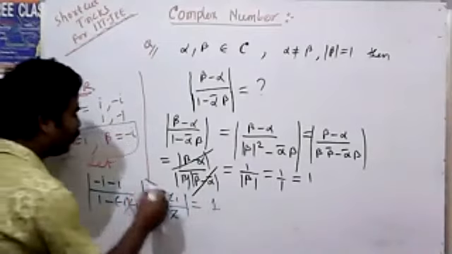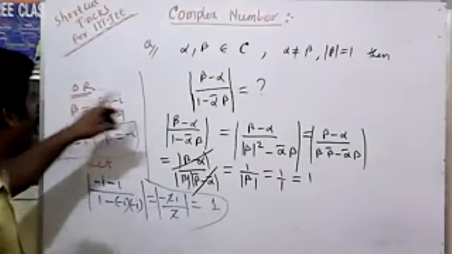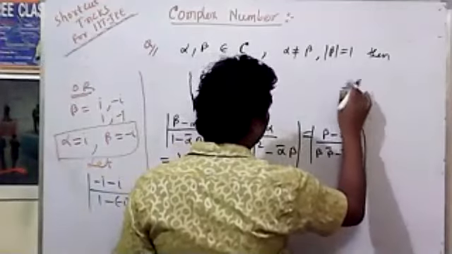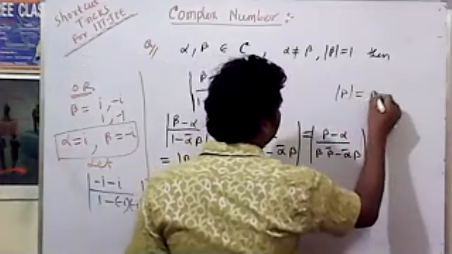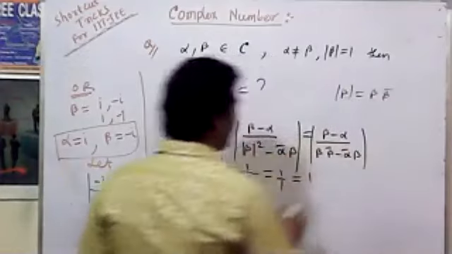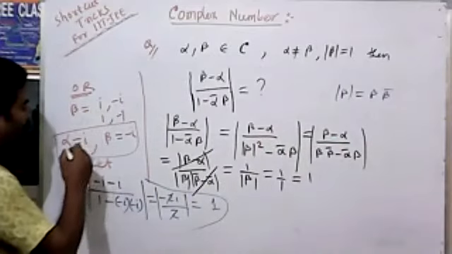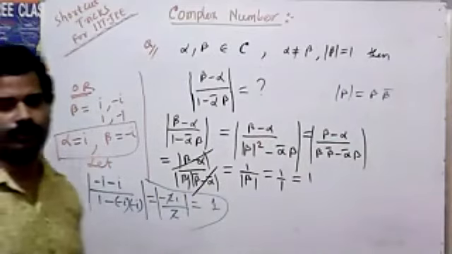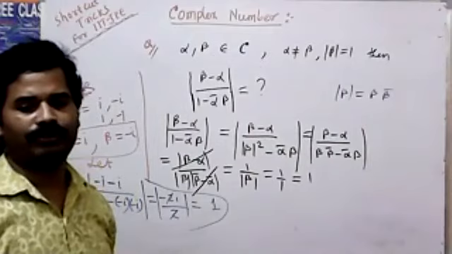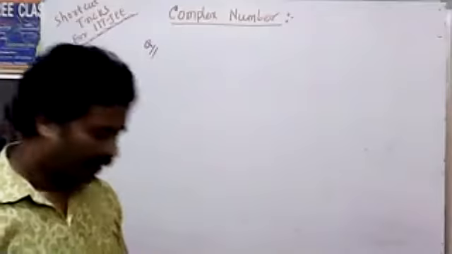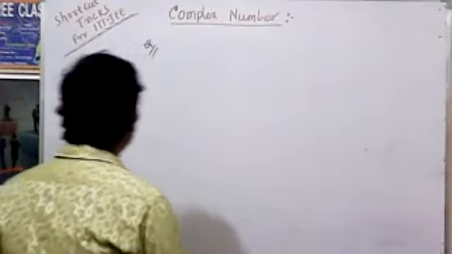In this way we can do it also. One way is taking the modulus concept, that the modulus square is equal to this into this, or you can put the beta value and alpha value. That is a very interesting question. Another question technique is also there.